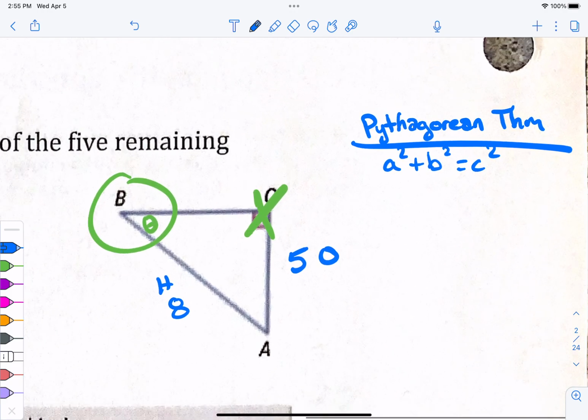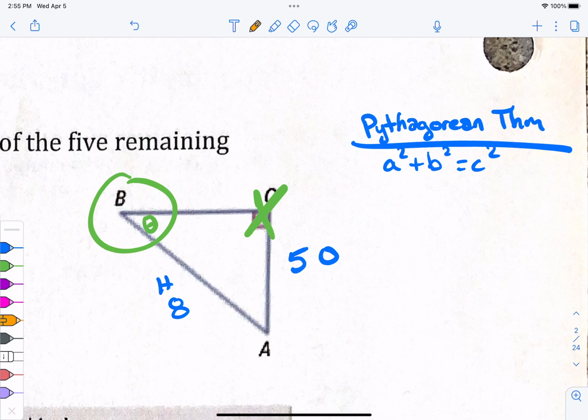So the Pythagorean theorem, there you go. A squared plus B squared equals C squared. Okay, let's find out what the third side is now. When you do A squared plus B squared equals C squared, your C has to be the longest side. Are you listening? Your C has to be the longest side.